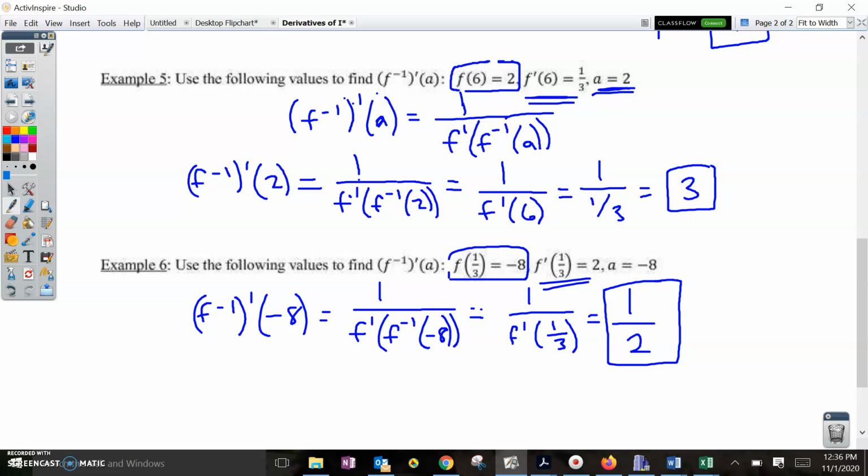All right, so this is a pretty quick, straightforward way for us to find derivatives of inverse functions, even if it's a function that it's difficult to find the inverse of, like the one in example 4, y equals x cubed plus x plus 1. That would not be the easiest function for us to find the inverse of, but we can still find the derivative of it at a point by using this particular theorem.